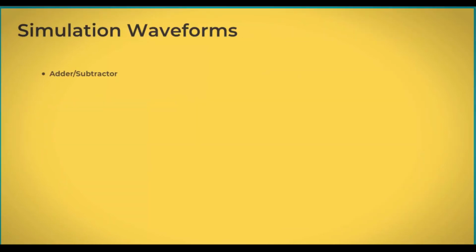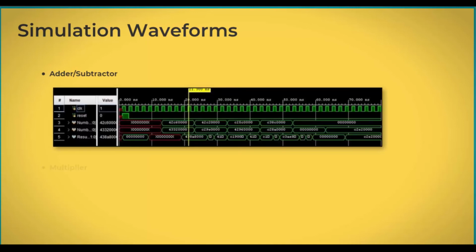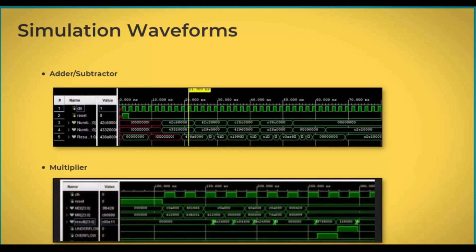We functionally verified both the units using Xilinx Vivado on a Zynq UltraScale Plus platform. As you can see, the simulation waveforms for both the units are present on the screen. The critical path delay for the adder came out to be around 3 nanoseconds, and for the multiplier it came out to be around 11 nanoseconds. The clock used for designing both the units is 50 megahertz.